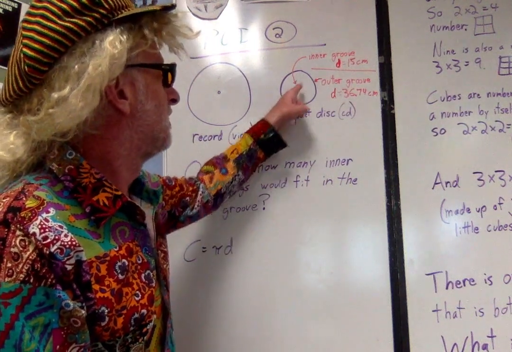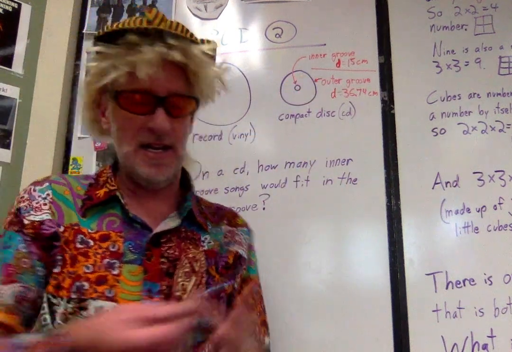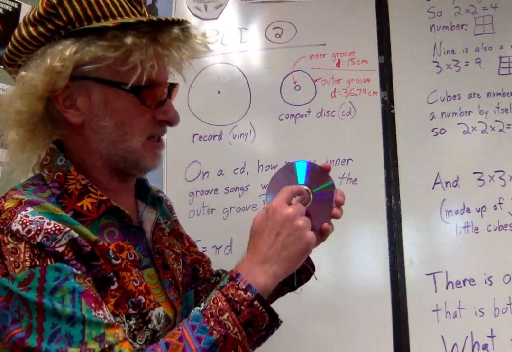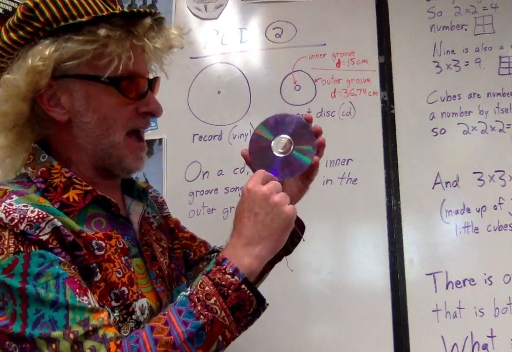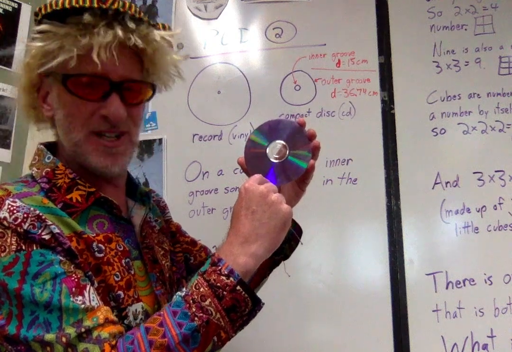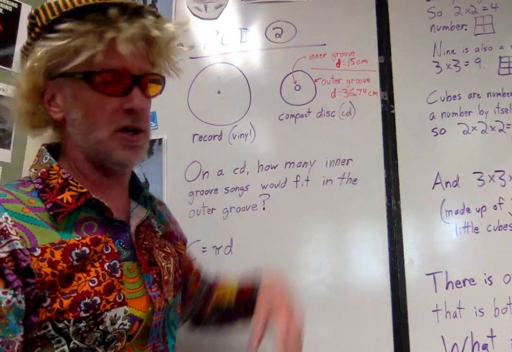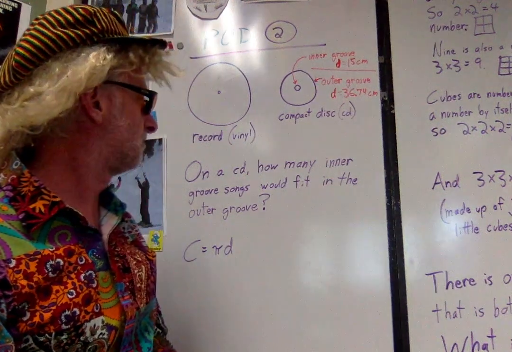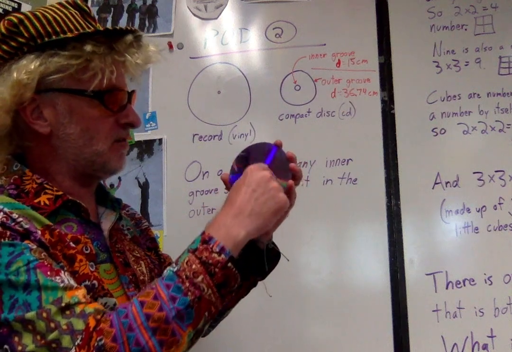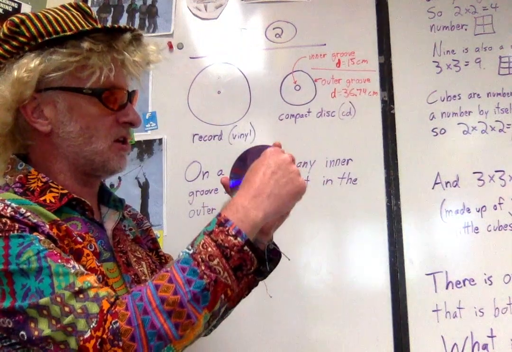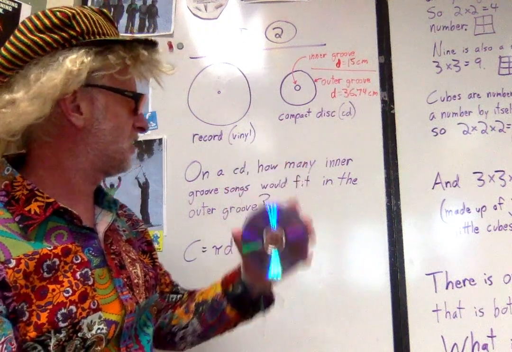I found the diameter of that inner groove of the CD on that inside. I measured from here to here, and I got about 15 centimeters. Then I measured the outer part of the CD, or maybe as far as you could record on that CD, and I found that diameter to be 36.74 centimeters. So what I want to know, everybody, is on a CD, how many of those inner groove songs could fit into the outer groove, if I can use that word, on your CD?